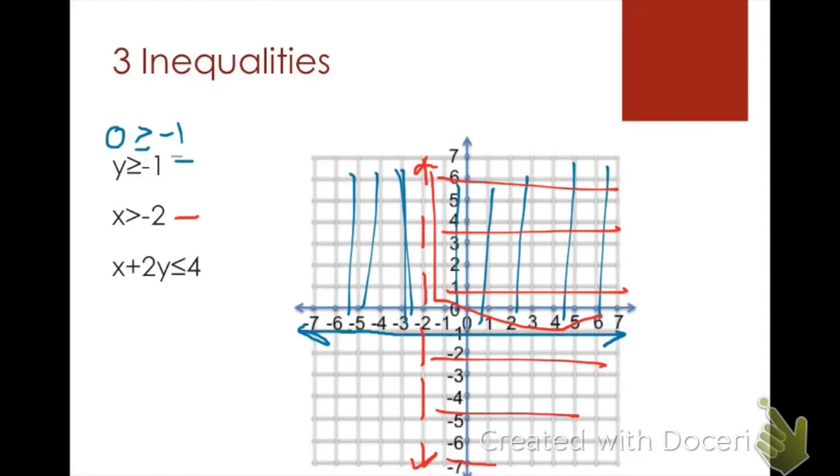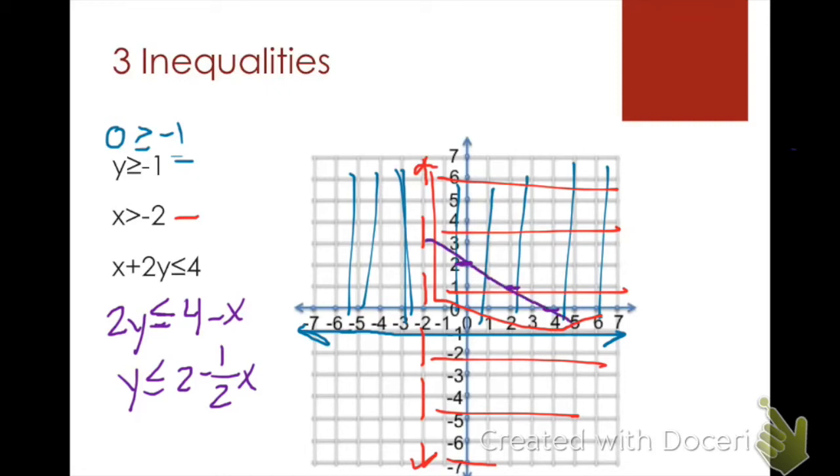So graphing this last one, I first need to solve for y. So I would say 2y is less than or equal to 4 minus x, divided by 2: y is less than or equal to 2 minus 1/2 x. So my y-intercept is 2, down 1 over 2, down 1 over 2, and my line is solid, and it would look like this. Keep going up.